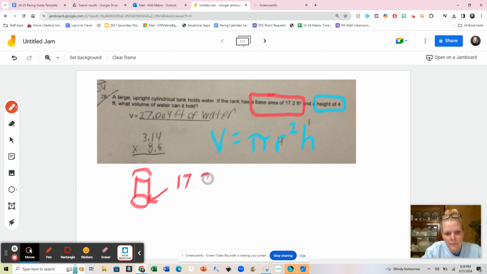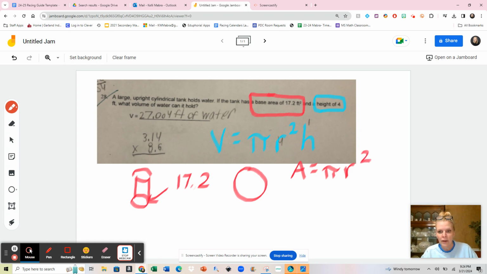17.2 feet. So what we really have to do here is break it down, because the whole entire area is an area of a circle. So we have to use the formula for area of a circle and work backwards. Our formula here is area equals pi times the radius squared. So you see that we're going to have to use the radius squared for both of those formulas.